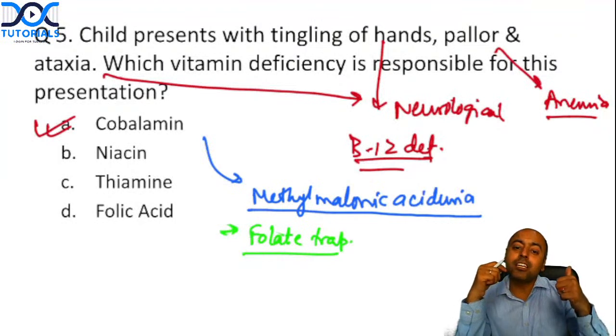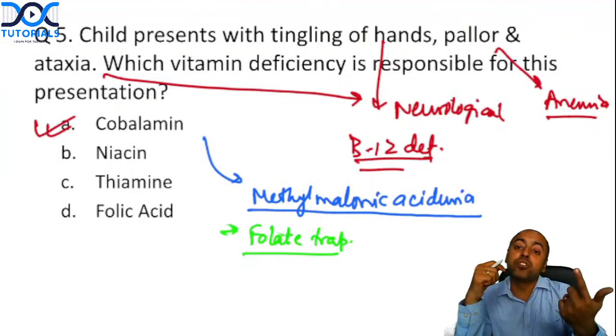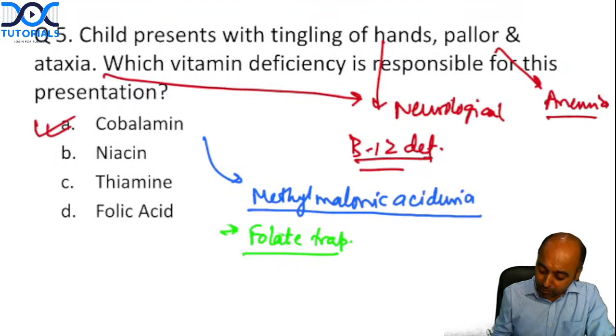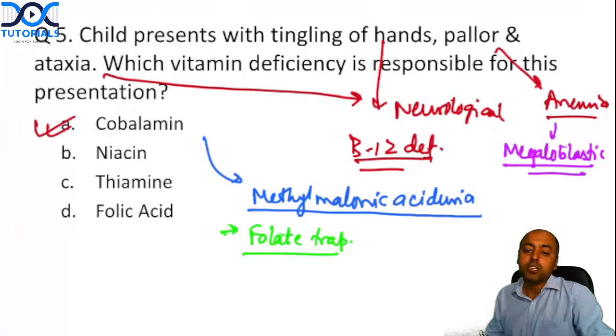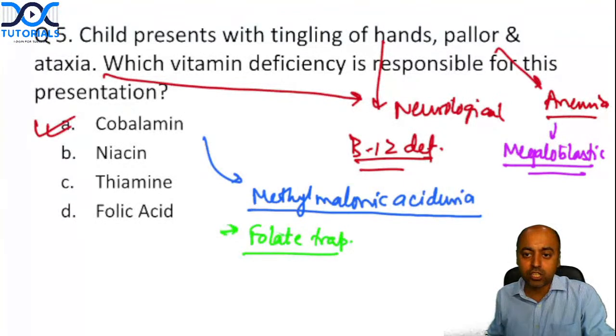So the anemia in B9 deficiency and B12 deficiency will be the same. What type of anemia will be there? The nature of anemia is megaloblastic anemia.